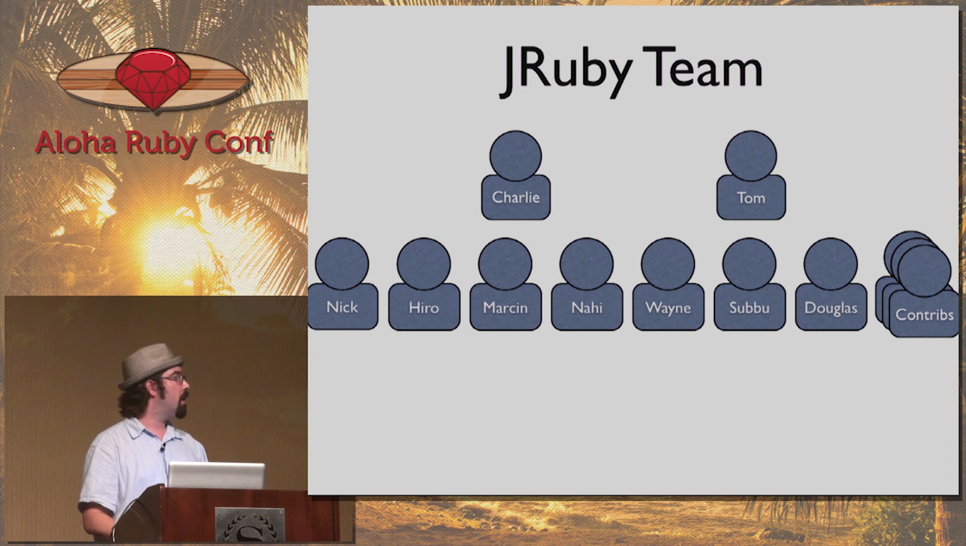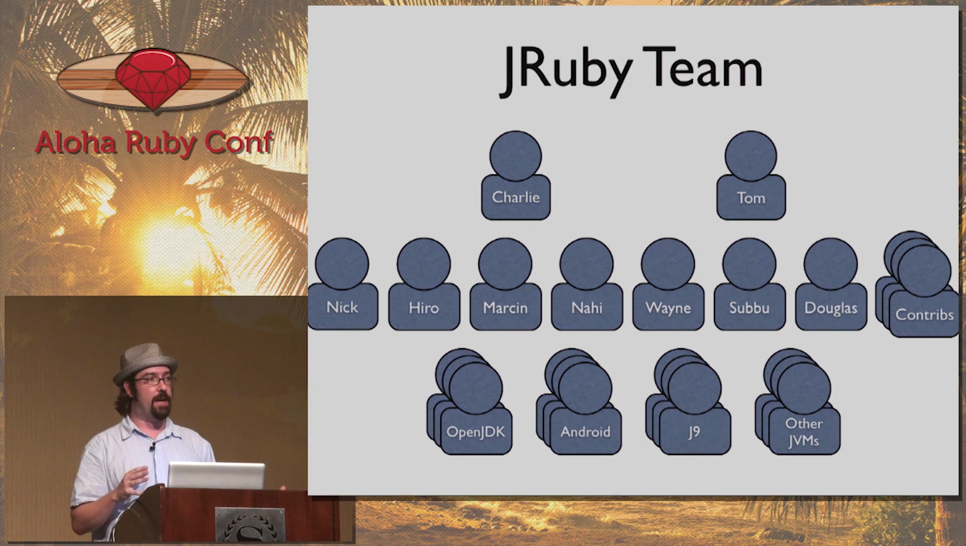But there's an even bigger story to this in that all of the different JVMs that are out there are also part of our team. They do all of the work to make the VM level operations work, make it integrate with the processor and the operating system, and we build on top of that. So the JRuby team really includes all of the different JVM groups that are doing their great work.